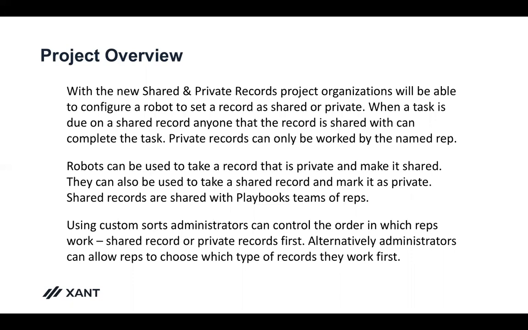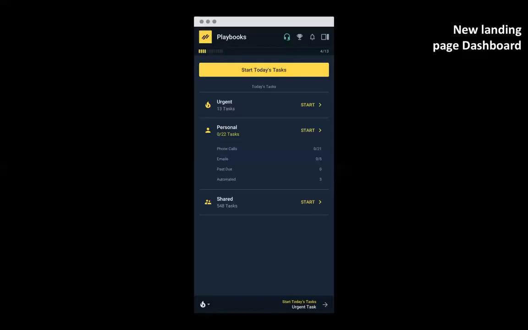So I'll walk you through how that will look from the rep's perspective in Playbooks. The first thing you'll notice when you log into Playbooks is that there are 3 buckets of tasks. There are urgent tasks, which we'll talk about in a moment, personal tasks, which are the things that only I can do, and then there's the bucket of shared tasks.